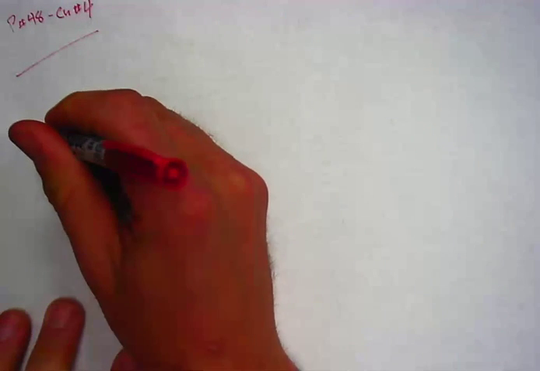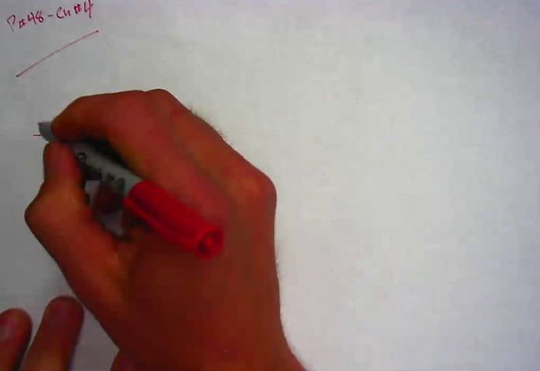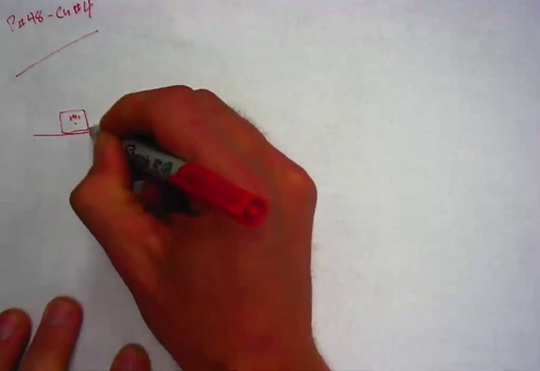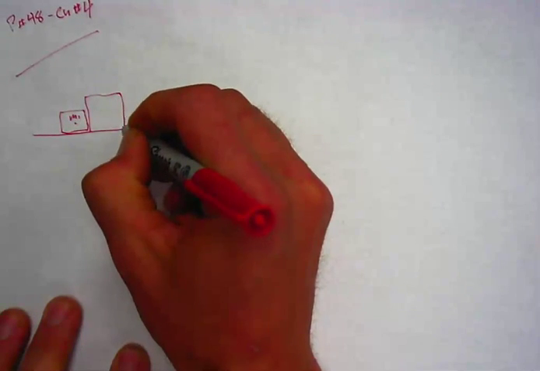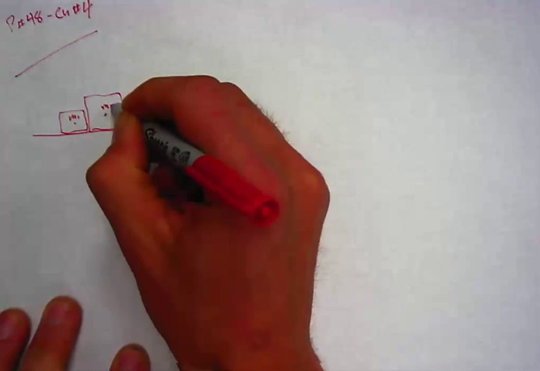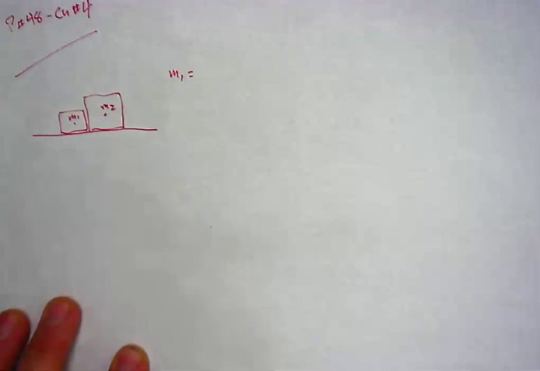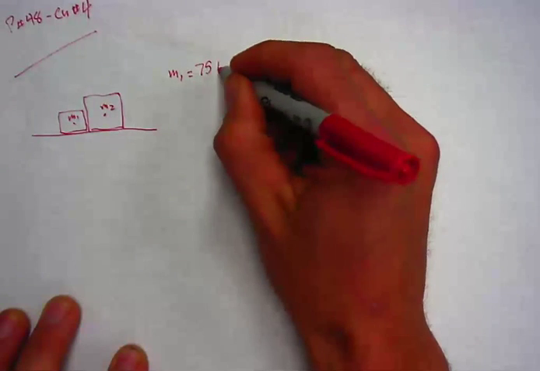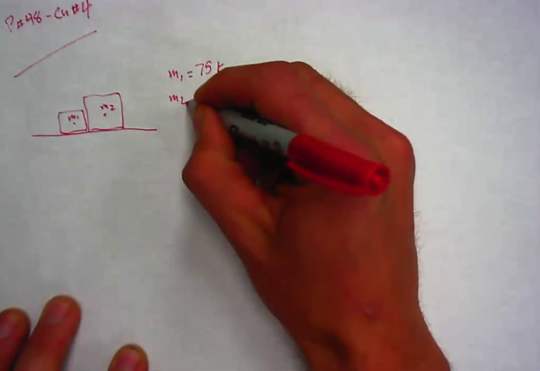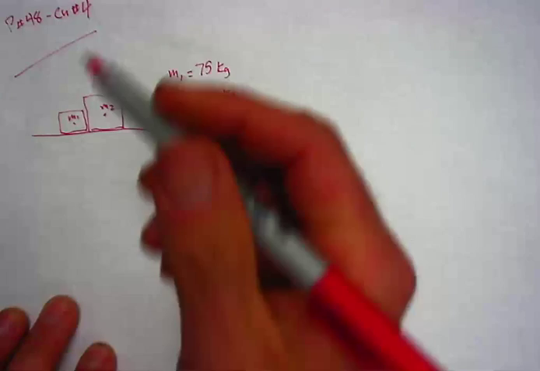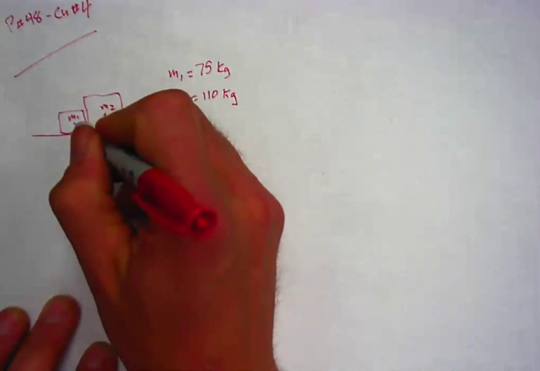Okay, let's get a picture and a free body diagram here. So I have two crates. I'm going to call them M1 and M2. Just to keep things straight, M1 is 75 kilograms and M2 is 110 kilograms. Okay, what else do I know? Well, let's do some free body diagrams here.